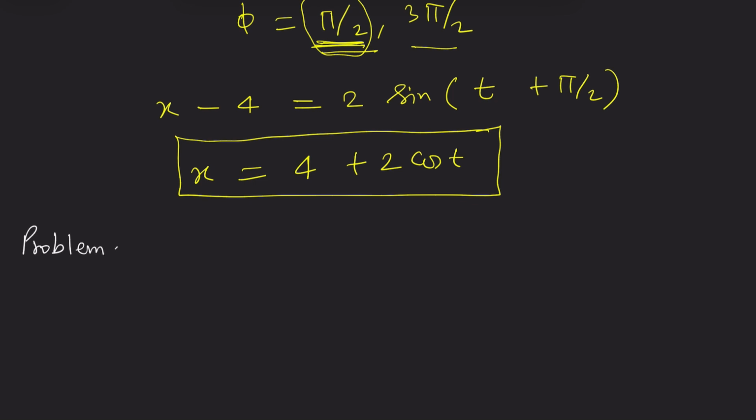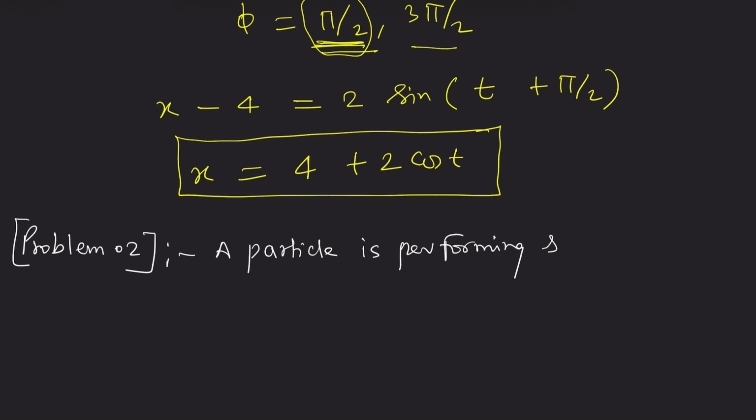Problem number 2. So guys, let's see a problem now. The problem is basically given like this: a particle is performing SHM of amplitude A and time period T.